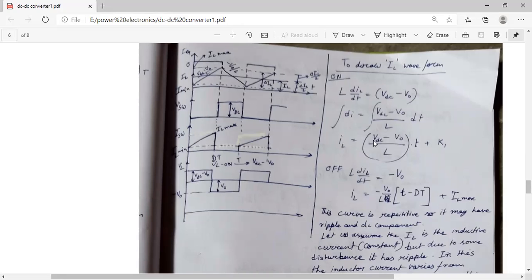IL is equal to what? (VDC minus V naught) by L into t plus K1. K1 is the integration constant. Some constant will definitely come. So this is K1.